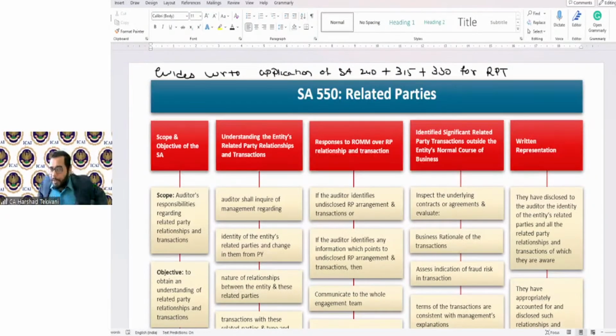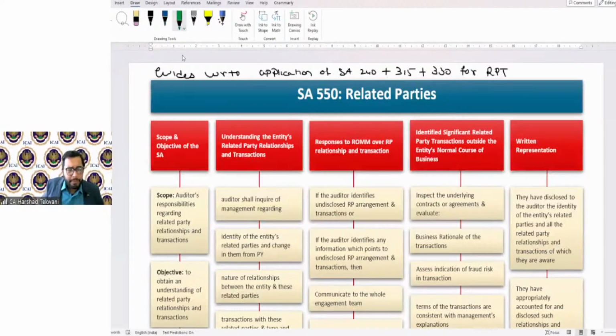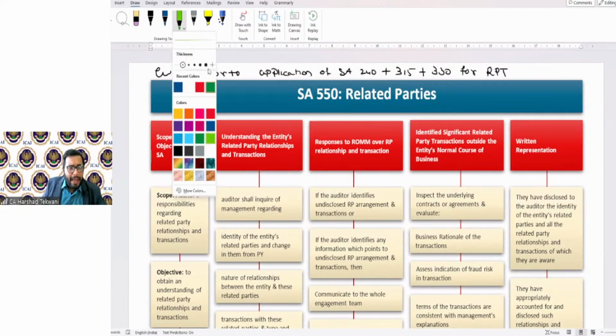Number two, what are the scenarios where the auditor can consider higher risk with respect to related party transactions? And if a higher risk is identified, then what should the auditor do? First of all, understanding the entity with respect to the related party transactions, that is nothing but the application of SA 315.